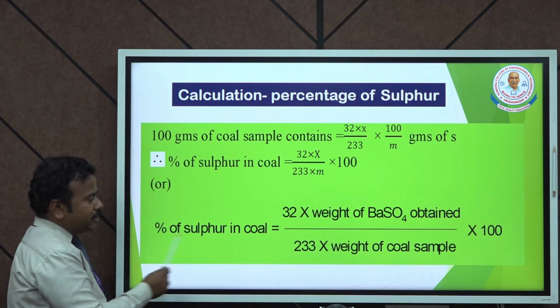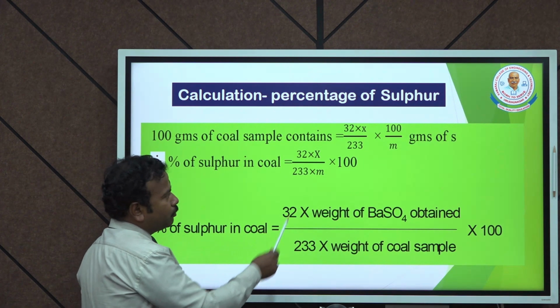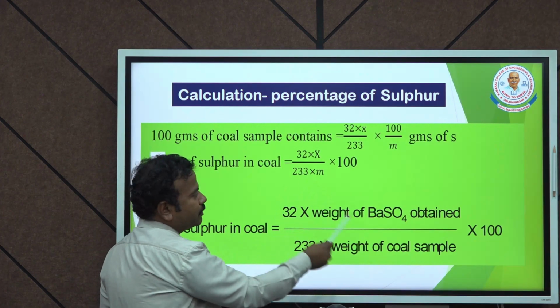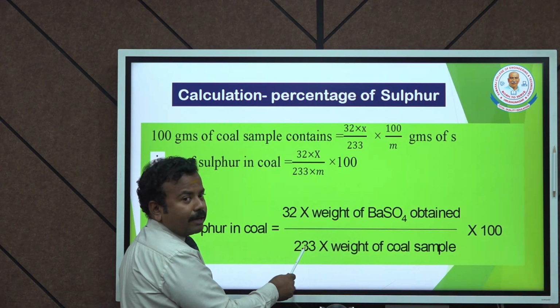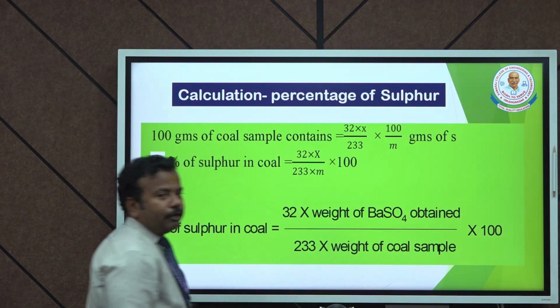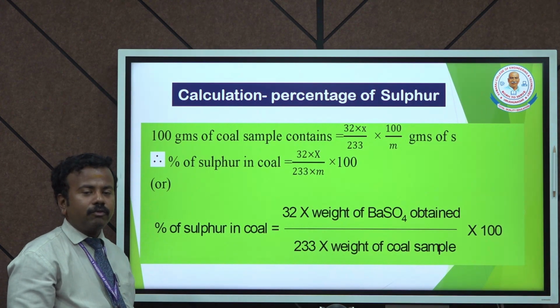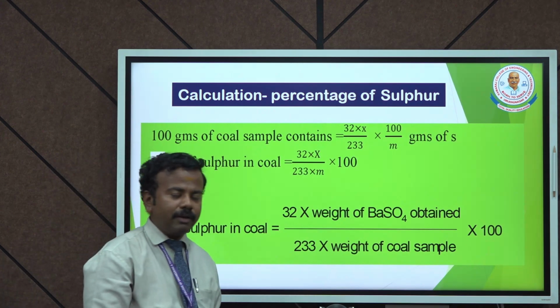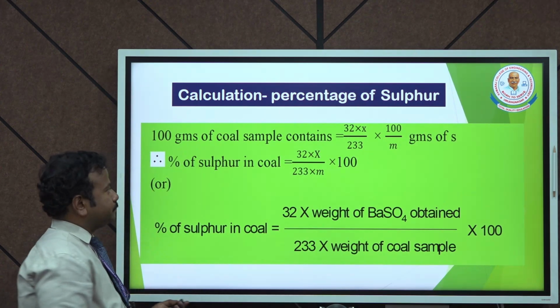So here we can write down the equation elaborately. Percentage of the sulfur present in the coal is equal to 32 into weight of barium sulfate obtained divided by 233 into weight of the coal sample taken into 100. So here we have to find out the percentage of the sulfur by the bomb calorimeter.